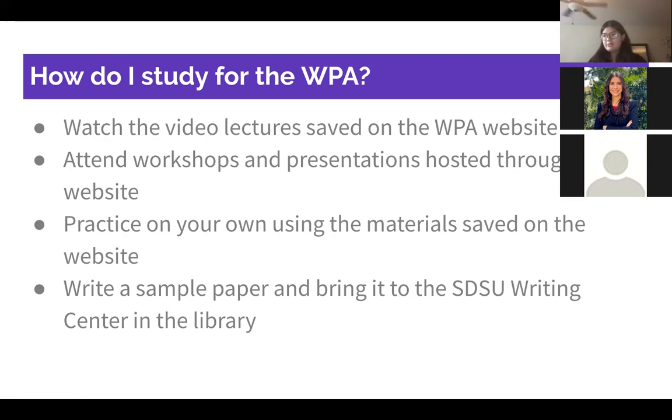Attending workshops other than this one, I know that the WPA website hosts a couple of workshops, and those are helpful for understanding it, as well as practicing on your own. On the website itself, they have a couple of practice papers that you can write. They give you mock articles that you can read, and then just time yourself, do a self-timed practice, write the paper, and then bring it to the writing center. That's what I did. I wrote a mock paper, I turned it into them. They were able to give me feedback. And it was a good way to know what they're going to be looking for on the WPA itself.